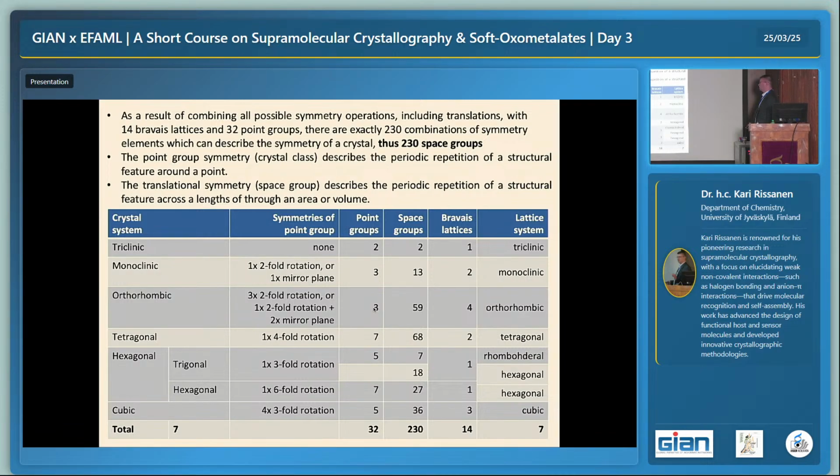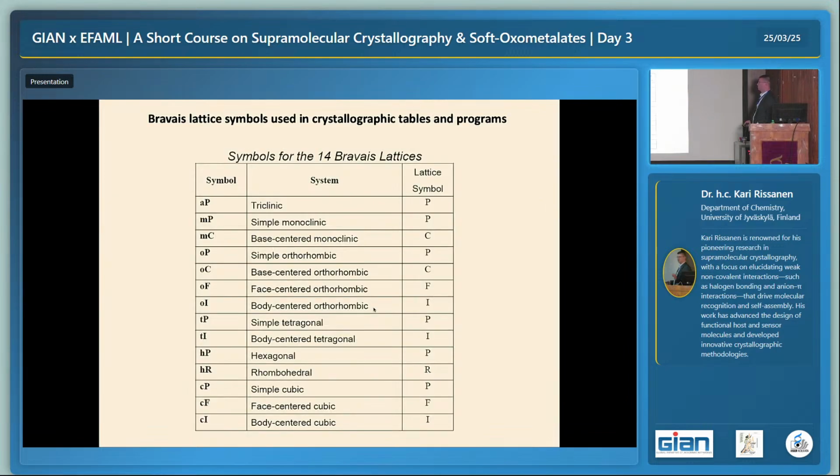And this is now 32 point groups and 230 space groups. 230 possible ways of organizing material in three-dimensional space, periodically ordered. And that's the case. And we have 7 lattice systems in general.